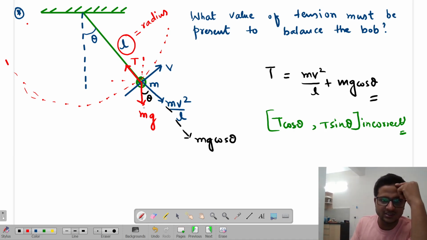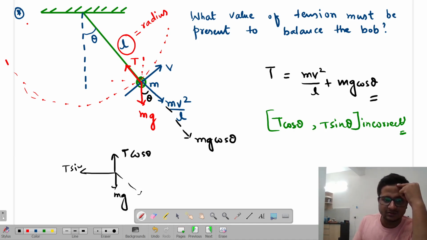Next thing: when I have this T cos theta and this T sin theta, this is my mg, and this is mv square by r. When I am considering this kind of formation, there is a velocity present in this direction. So what is happening basically, if you see over here, is that this velocity goes on decreasing, or not?